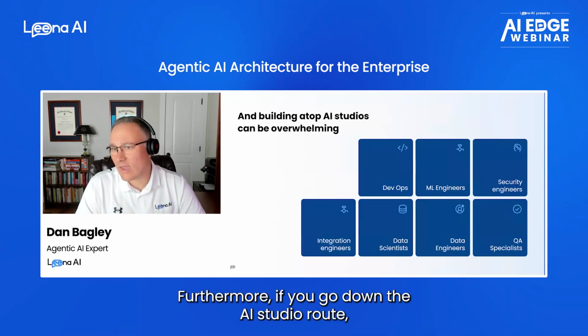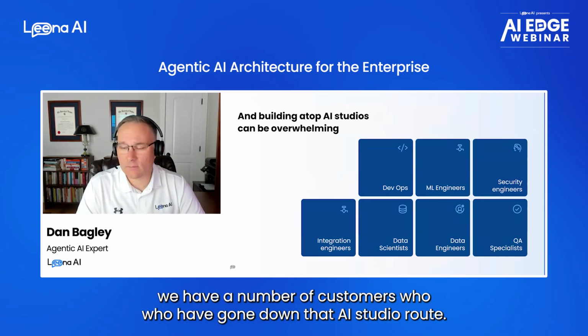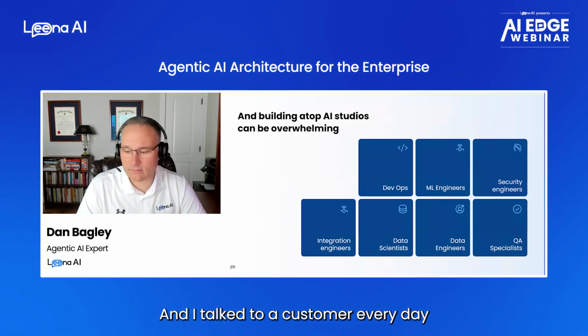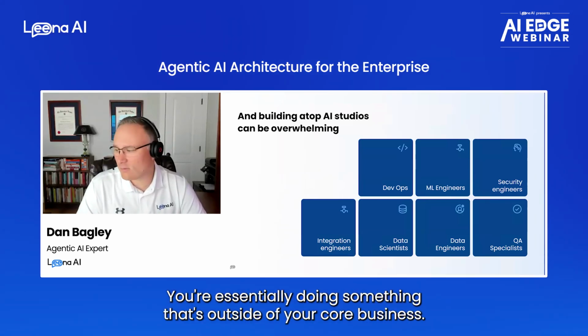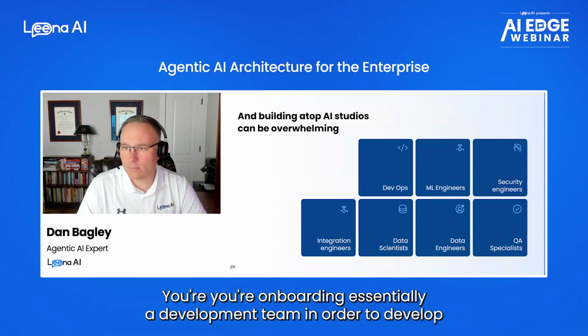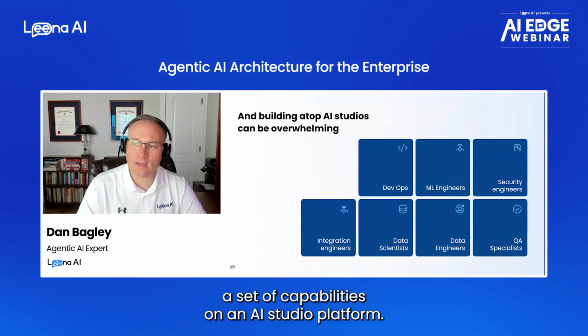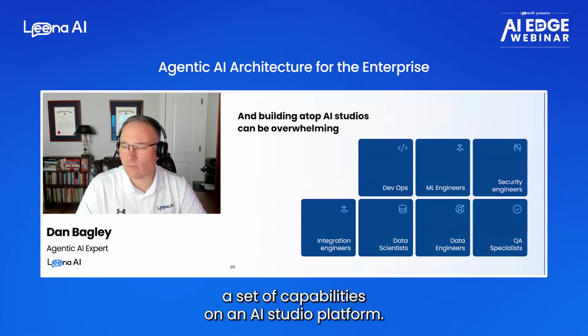Furthermore, if you go down the AI Studio route, and we have a number of customers who have gone down that AI Studio route, and I talk to a customer every day who says they've built something on Copilot Studio, you're essentially doing something that's outside of your core business. You're onboarding essentially a development team in order to develop a set of capabilities on an AI Studio platform.